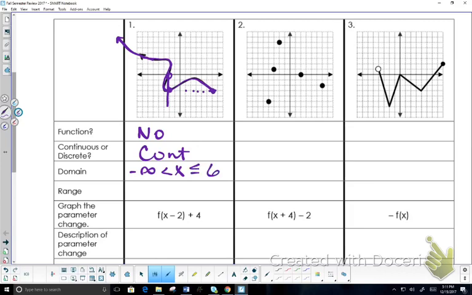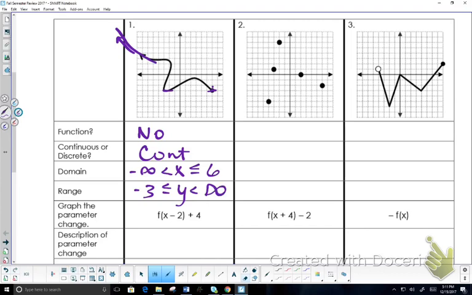Range is going to be how low does it go. And I need to take a look at this little piece right here. Those look like they're going down to the same, so I'm going to say -3 is less than or equal to y. And once again, this is going to go up forever, so this is going to go up to infinity.